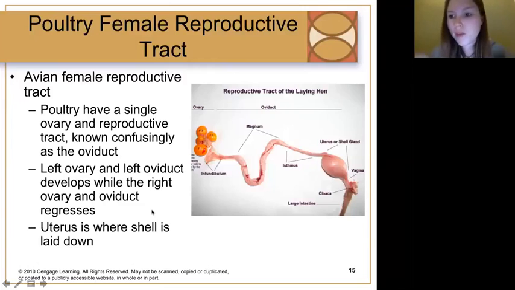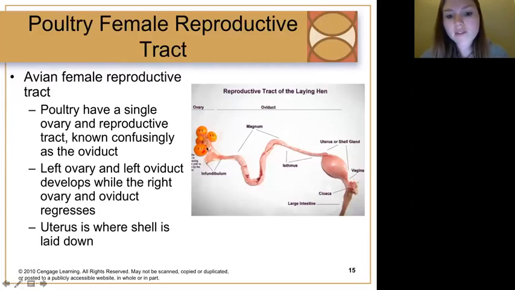So when poultry are developing, the left ovary and the left oviduct will develop while the right ovary and the right oviduct will regress. So they actually start off with two, but only the left side develops. So they end up with just one. That's an important difference to note there. So like I said, you have the different parts that you can see on this picture.